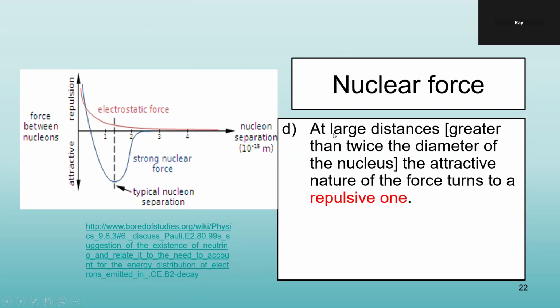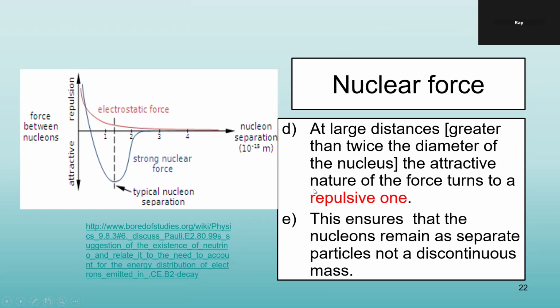Right? At large distance greater than twice the diameter of the nucleus, the attractive force turns into repulsive force. Repulsive force will take over at long distance. This ensures that the nucleons remain as separate particles, not as a continuous mass.